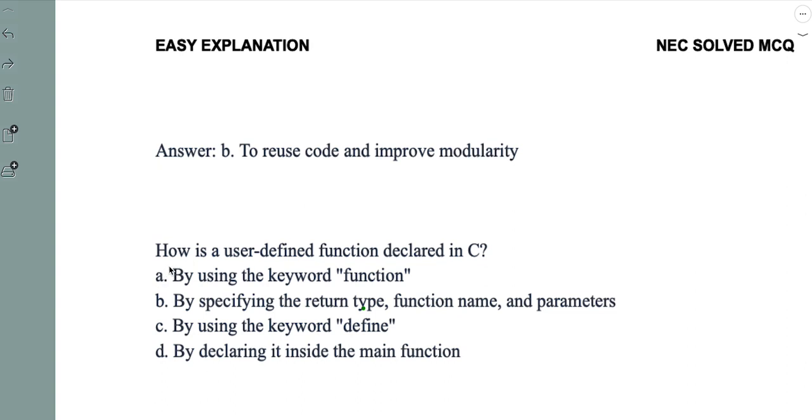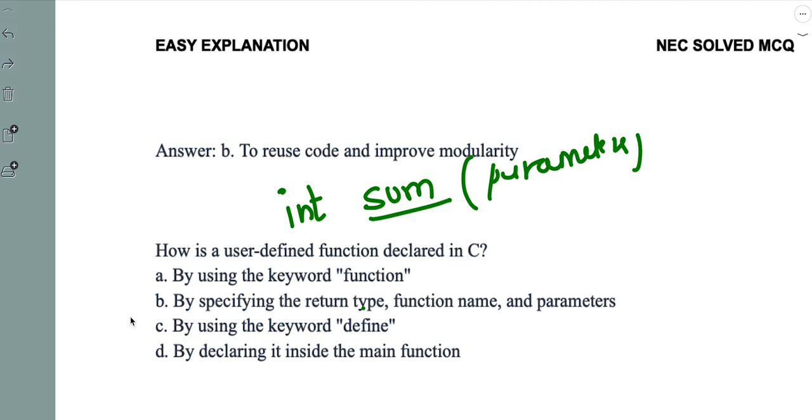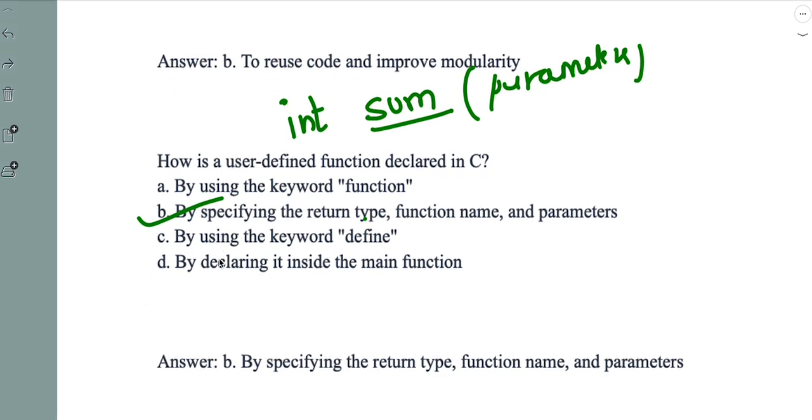Next question is, how is a user defined function declared in C? Okay, so how is a user defined function declared? Suppose if I'm going to declare a function sum, so what I'm going to write? I'm going to write the return type, the name of function, and the parameters of function. Okay, so B is the correct answer.